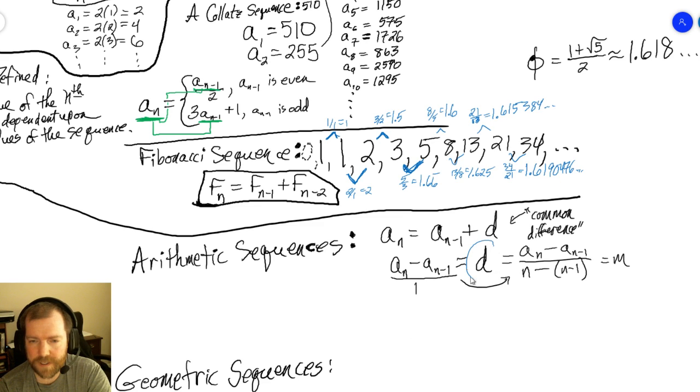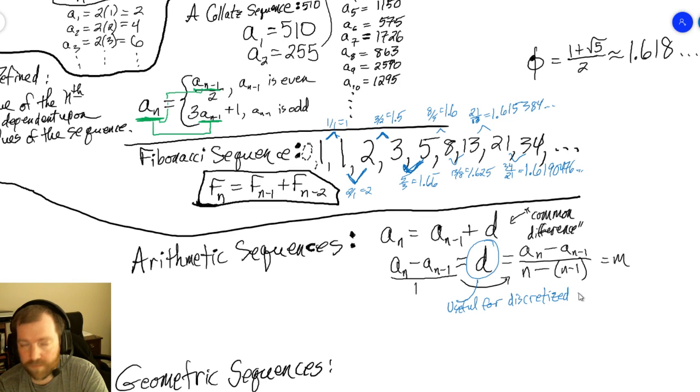So here we could say that d is going to be the common difference, which is useful for discretized functions, whereas m is useful to refer to for continuous functions.